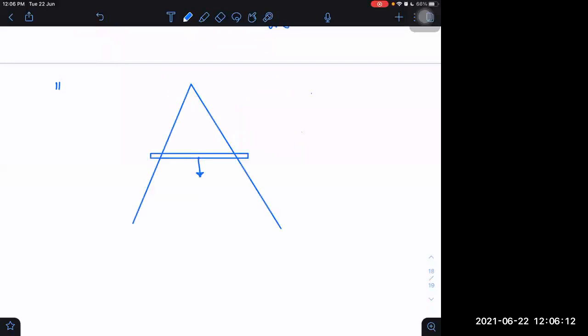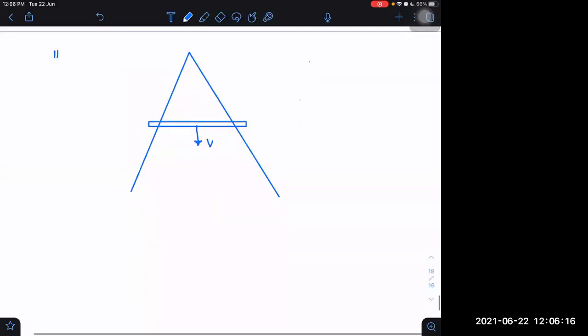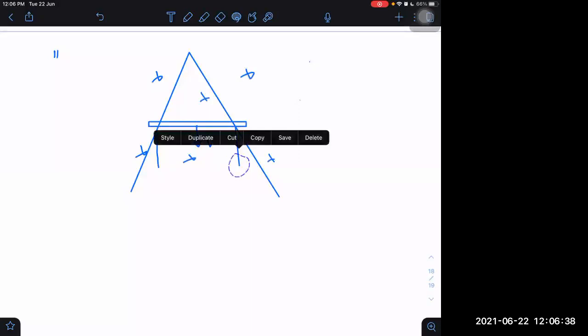This is moving downwards with velocity v. Can you find out what is the EMF induced in this? Yes, sir. At this instant of time, the magnetic field is into the plane. At this instant of time, the length is equal to L. This length is L.